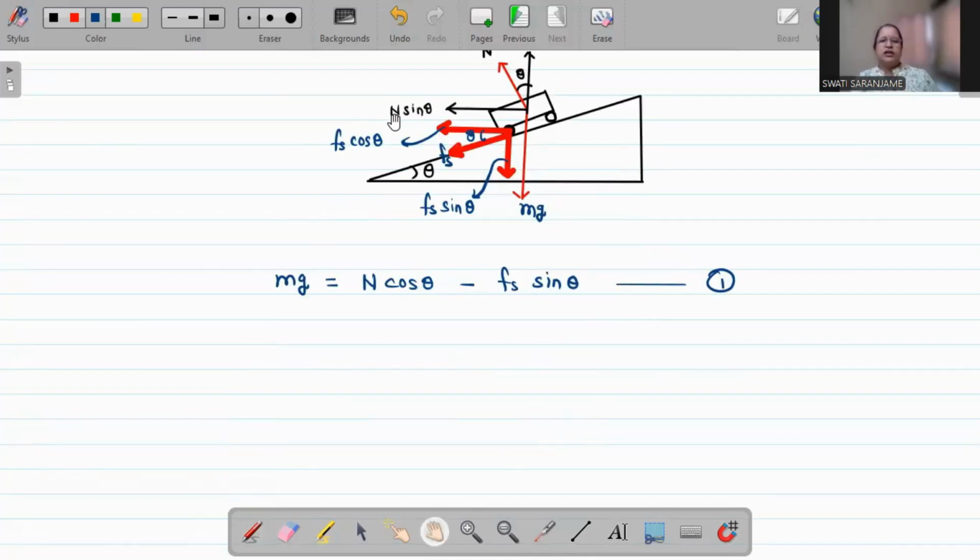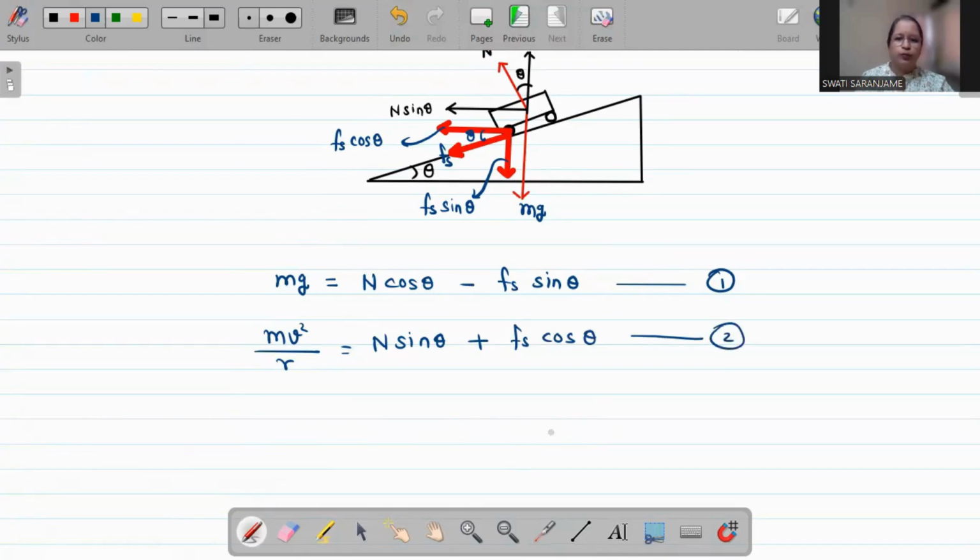Along with this, in addition, we have a component Fs cos theta. Both of these are along the radius and towards the center. So combined, these two forces provide the car the necessary centripetal force. So let us write mv square by r is equal to N sin theta plus Fs cos theta. This is our equation 2.